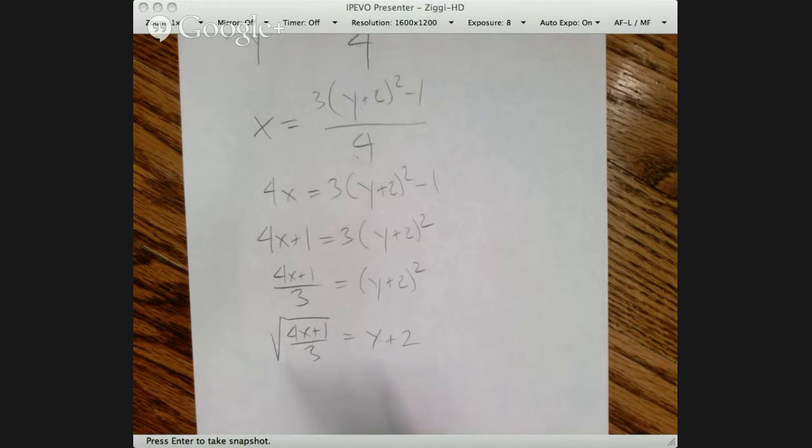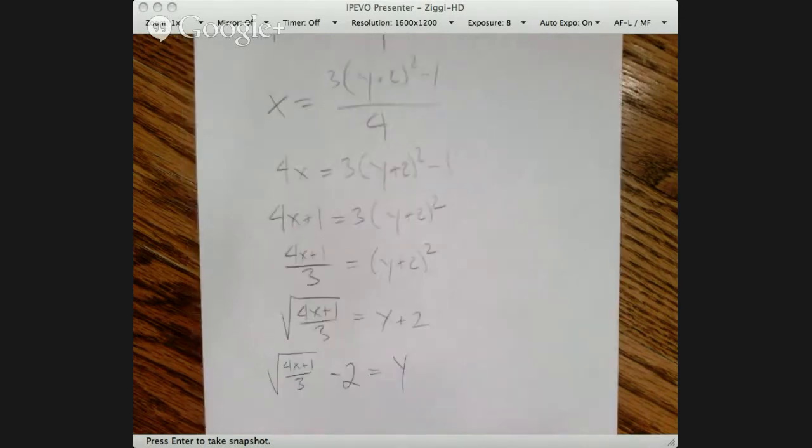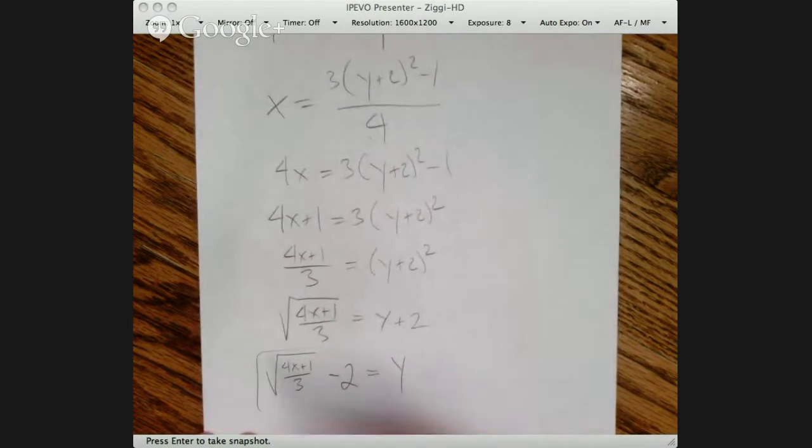I'm going to move the 2 over to get to our y, so y is equal to the square root of (4x plus 1) over 3, minus 2. That is our inverse, and that's legit.